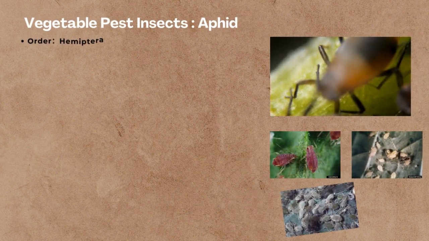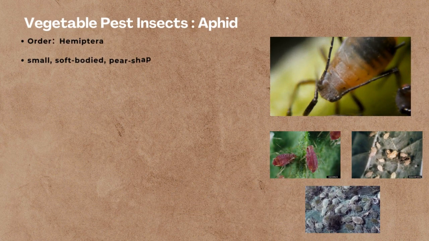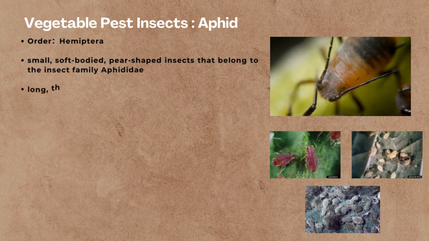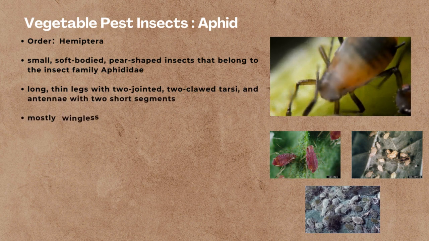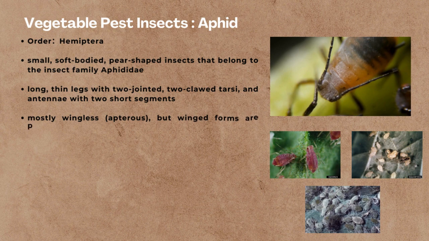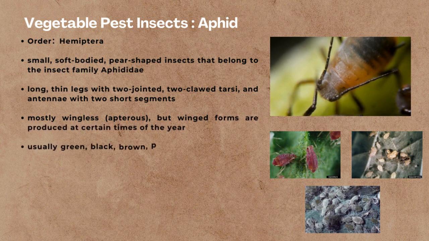First of all, we will talk about the vegetable pest insects, which is aphids. Aphid is an insect under order Hemiptera. The characteristic of aphids is small, soft-bodied, pear-shaped insects that belong to the insect family Aphididae. Aphids have long and thin legs with 2 jointed, 2 claw tarsi, and antennae with 2 short segments.